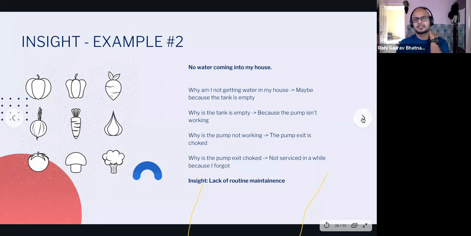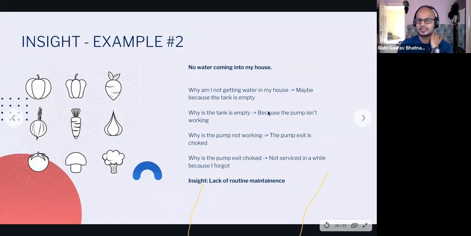Another example is what Abhijit shared. No water is coming into my house. Why number one: why am I not getting water into my house? Maybe the tank is empty. Why is the tank empty? Because the pump is not working. Why is the pump not working? The pump exit is choked. Now, why is the pump exit choked? Not serviced in a while because I forgot.